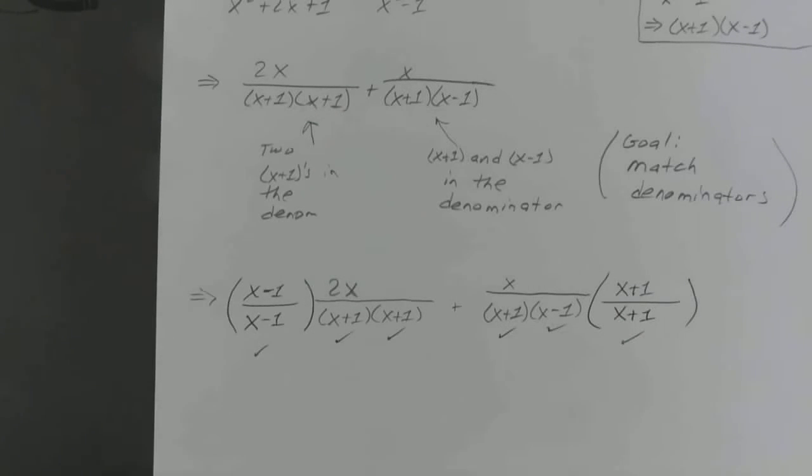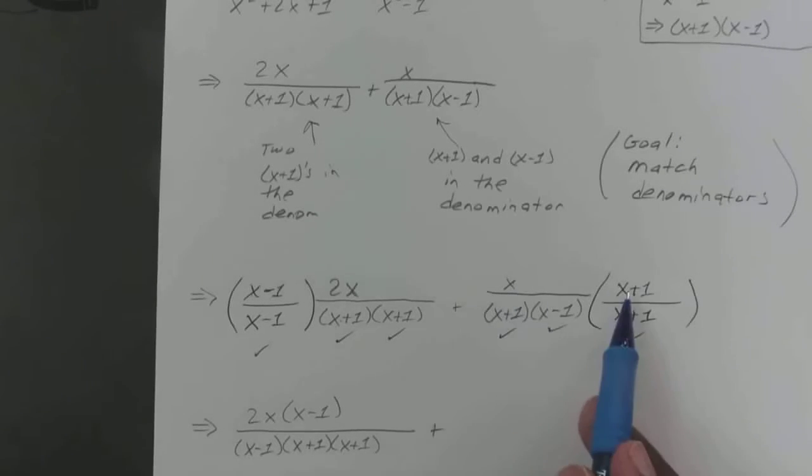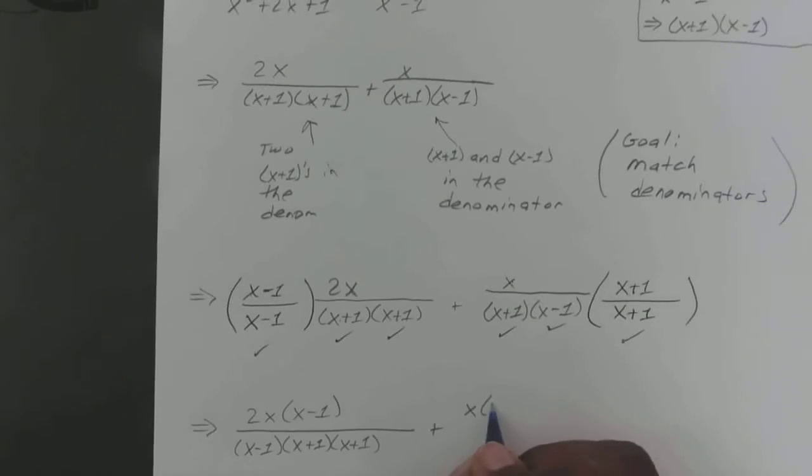Once you get both sides to match, now you can just do your adding. Okay, so you have 2x times x minus 1 over x minus 1, x plus 1, x plus 1. Doesn't matter what order those are in. Plus x times x plus 1 over x minus 1, x plus 1, x plus 1.